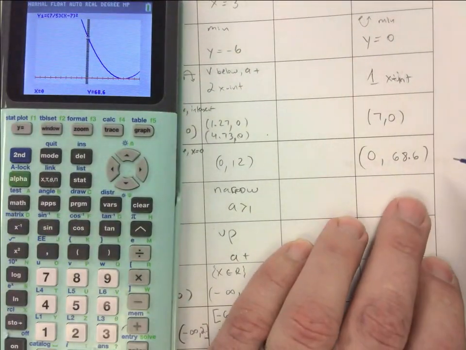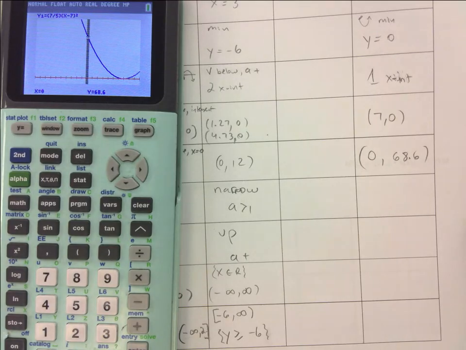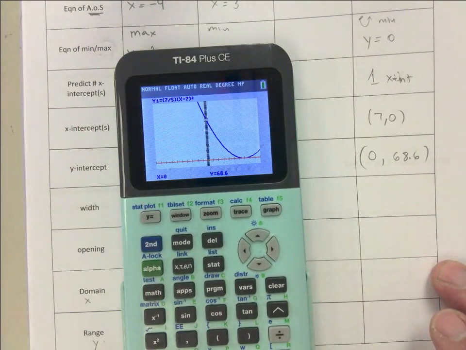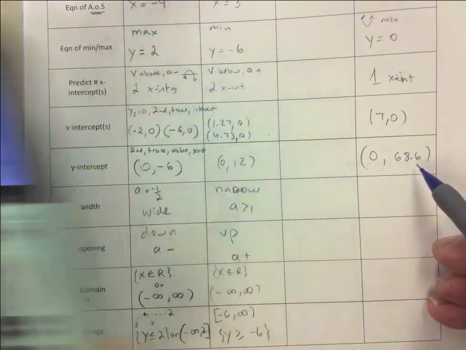So I adjust the window. That's what I'm trying to say. Adjust your window. If you don't see the point, chances are you're going to get an error message on your screen. Okay, you got to see it for it to be found.